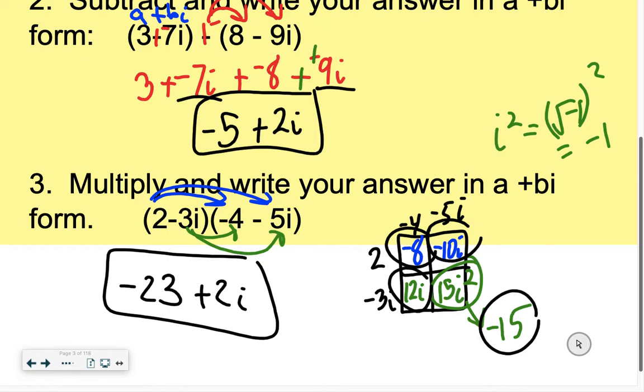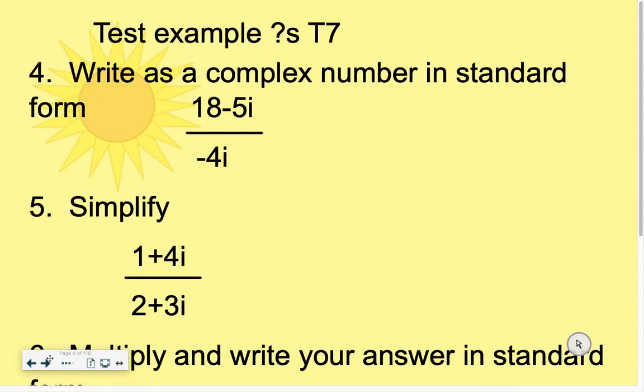Now moving to the next page, we have more of the meets type level. It's a little trickier when we're dividing, because the rule here is you cannot leave a radical in the denominator in simplest radical form. And i is a radical. i is the square root of negative 1.